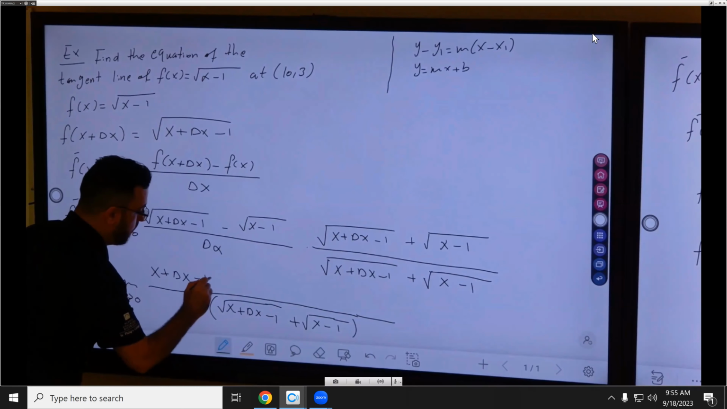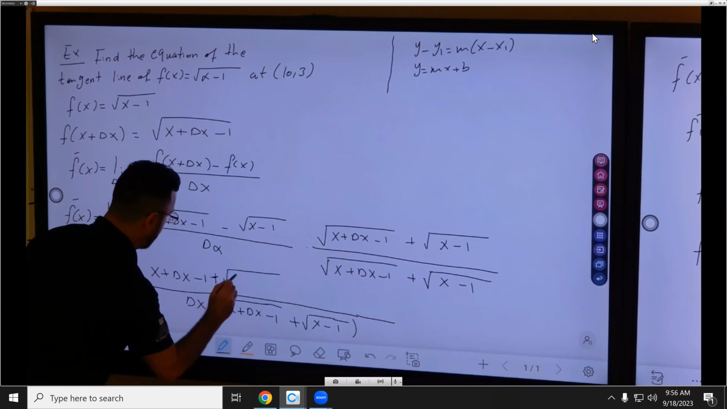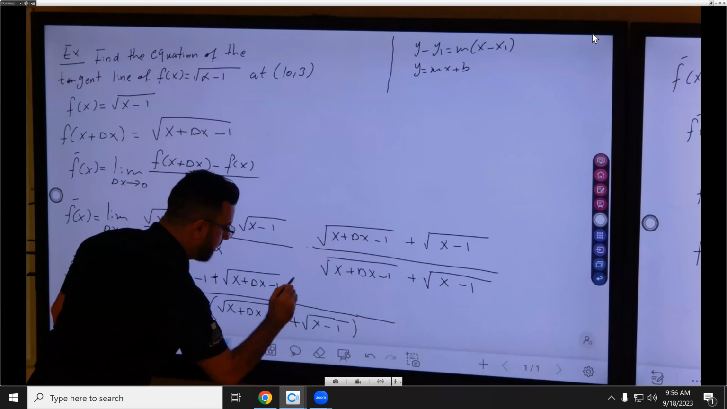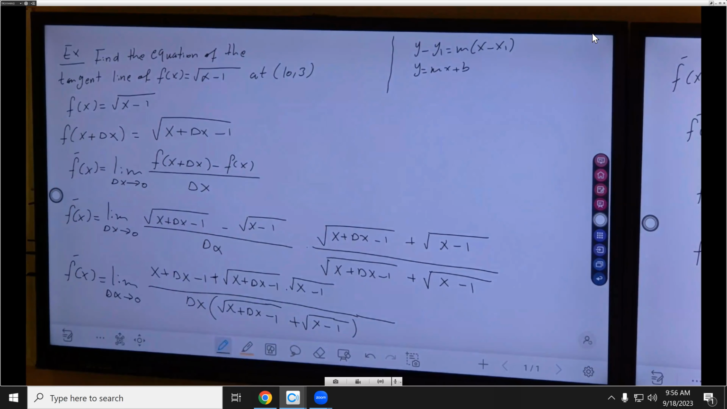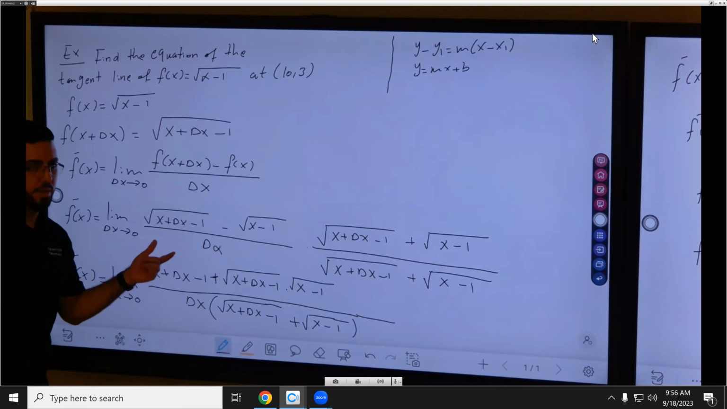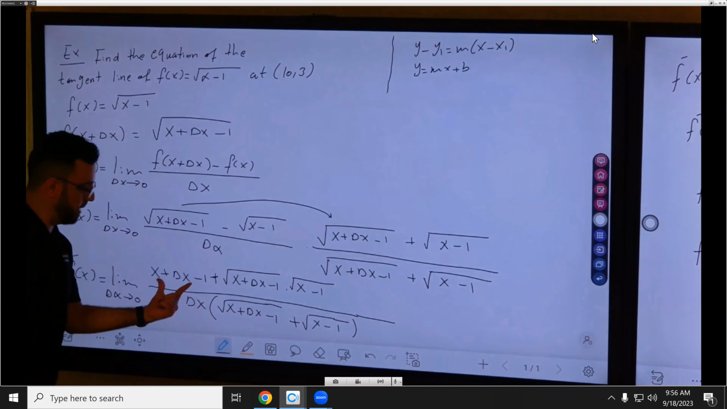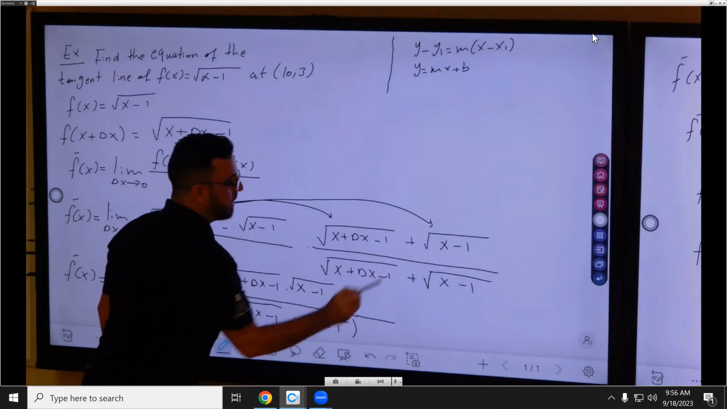I'm talking about this one times this one. So you're going to type the radical, square root of x plus delta x minus 1 times square root of x minus 1. You know what I'm doing? I'm distributing this one times this one. It's going to be here. Now, this one times the second one is going to be here.